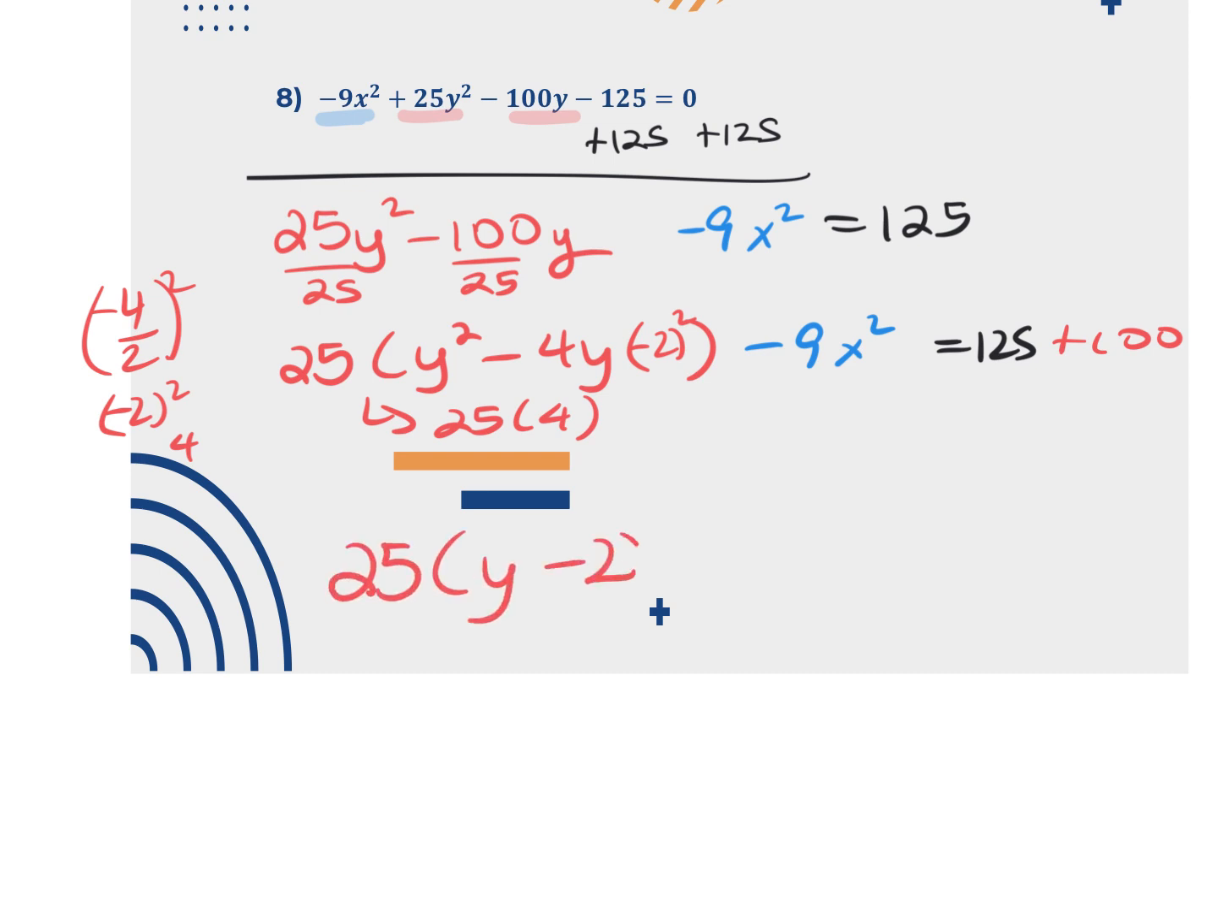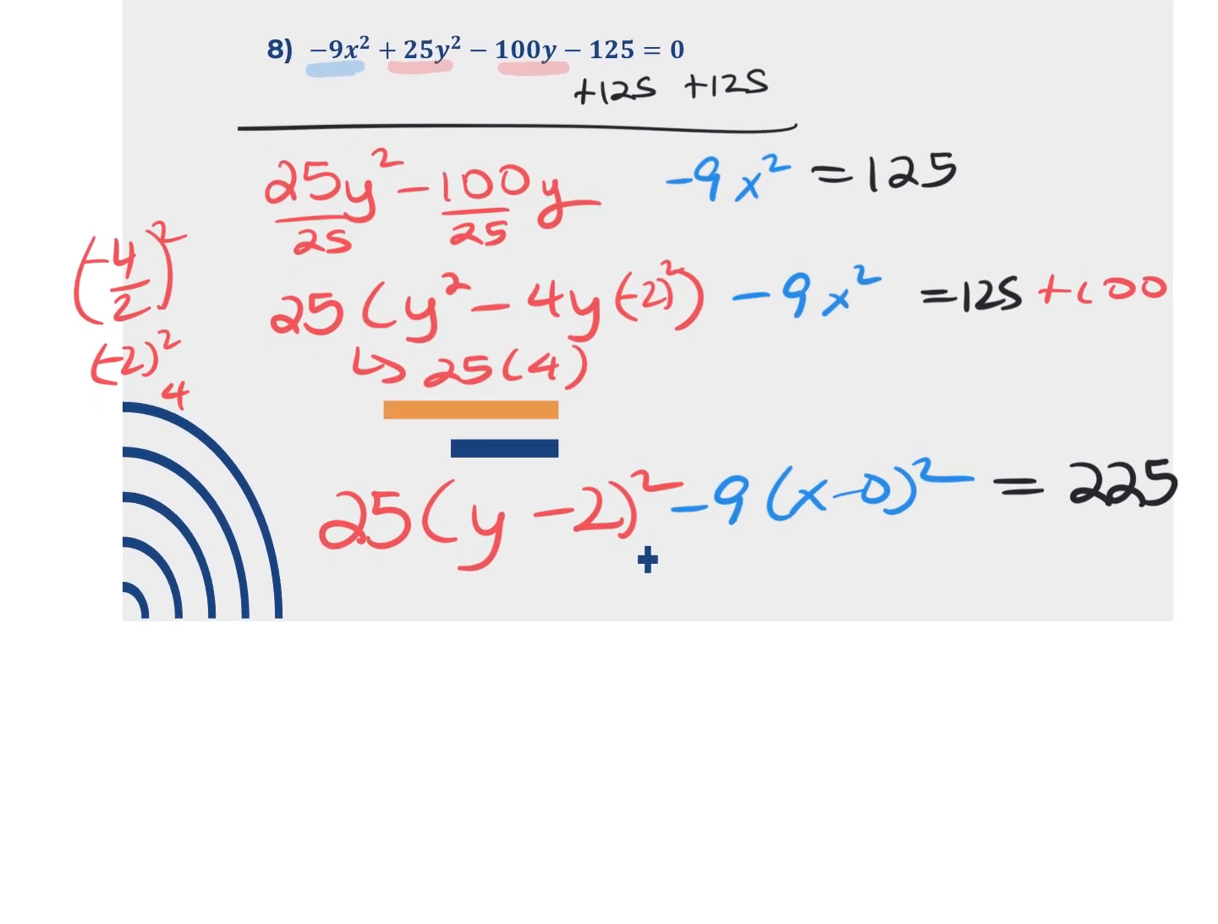y minus 2 squared. I could factor out the 9 here and put this in as x minus 0 squared, but it's just going to go back to it. And then here, 225. So now I have to divide everything by 225.